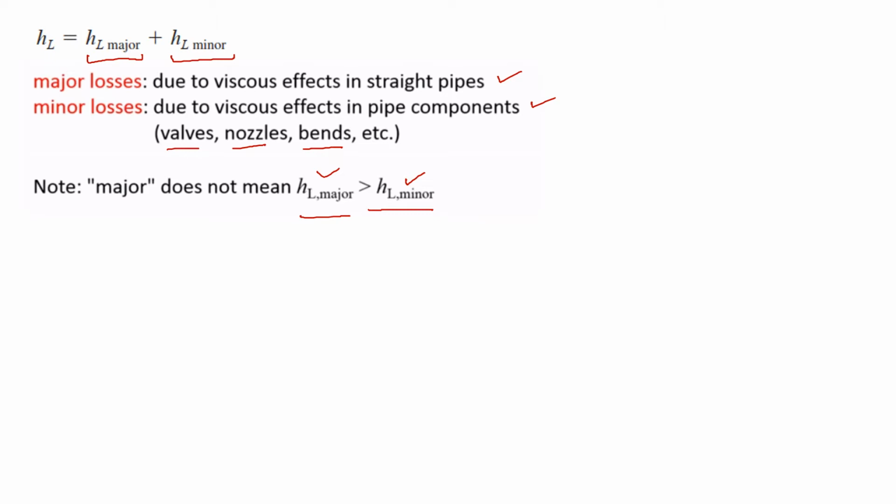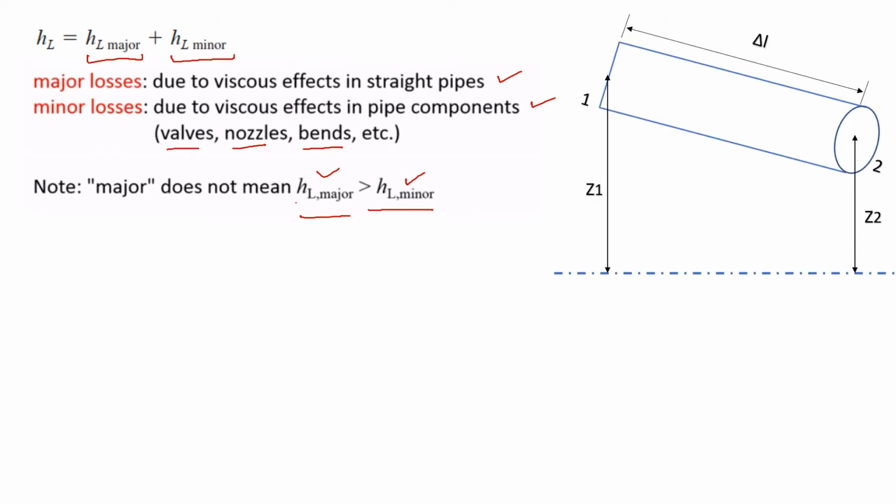So we are going to derive an equation for the head losses in these straight pipes, the major head losses. For that, we will take a pipe section. It will have point 1 and point 2, with point 1 at an elevation of z1 and point 2 at z2 from this datum, and it will have a characteristic length of delta L. We will apply our energy equation and our momentum equation on this scenario and try to derive our major head losses.